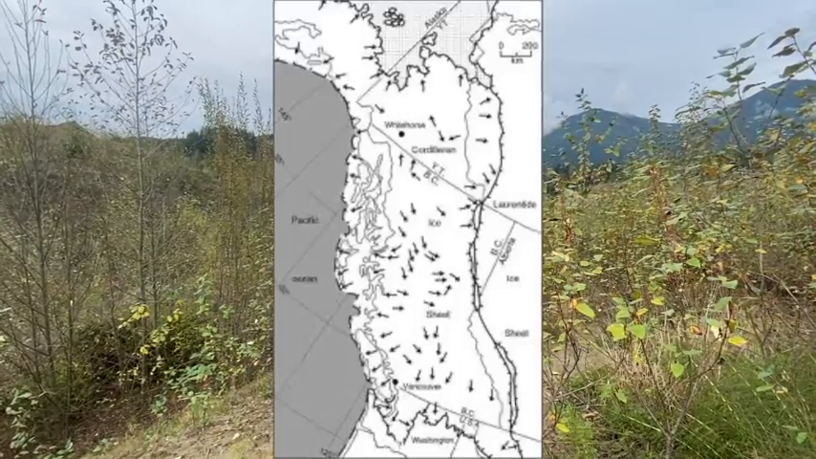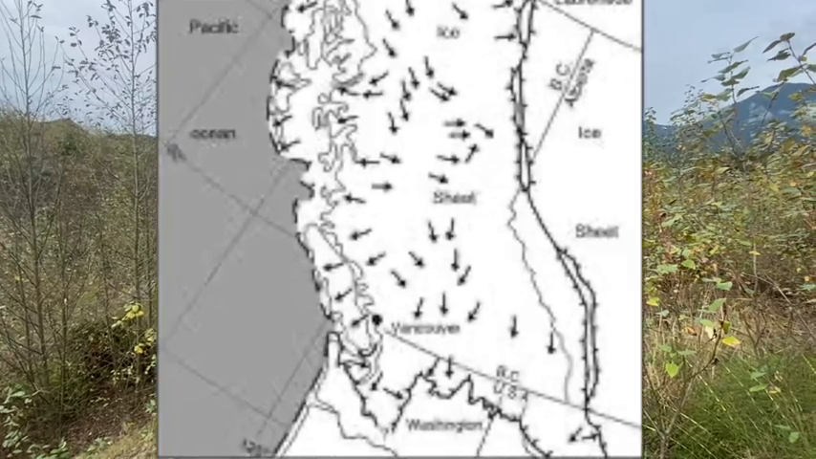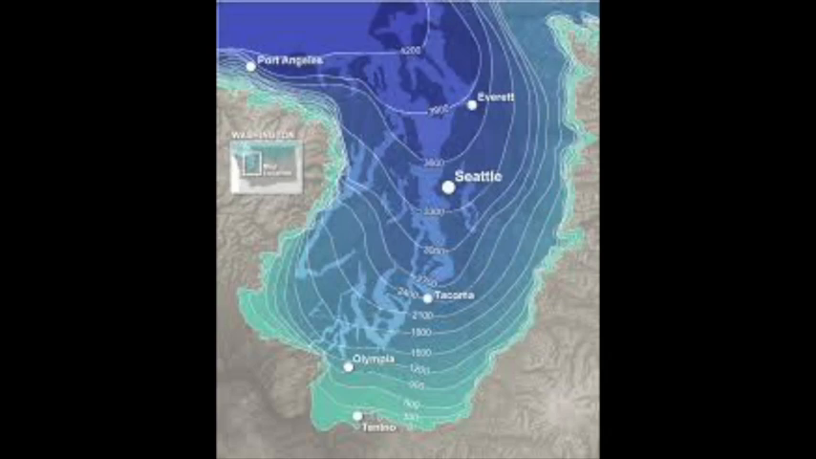When the Puget Lobe of the Cordilleran ice sheet moved south from British Columbia, filling the Puget lowland, various mountain valleys were dammed and lakes were formed.